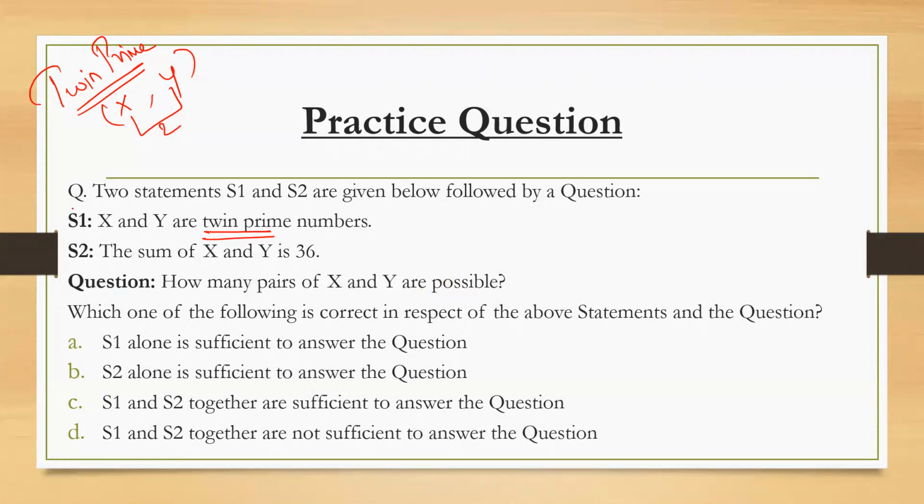Statement 1 says X and Y are twin prime numbers. Statement 2 says the sum of X and Y is 36. So try solving this one. How many pairs of X and Y will satisfy this equation?